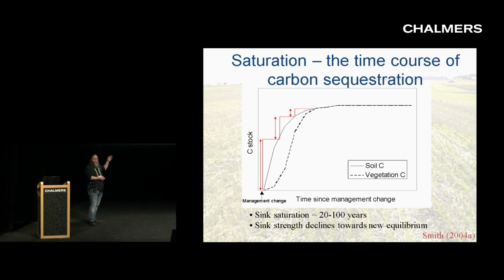It's similar with any biospheric sink. You would get a very similar shape if you think about trees growing, for example, and they're reaching maturity. So the sinks saturate. So after 20 to 50 years, we're having to maintain those management practices, which are probably good anyway. They're good things to do, but we're getting no net removal.